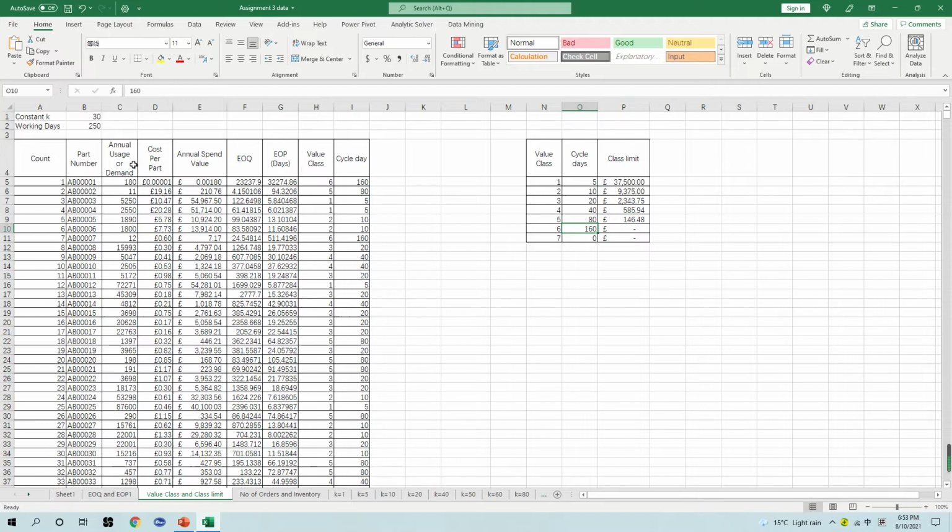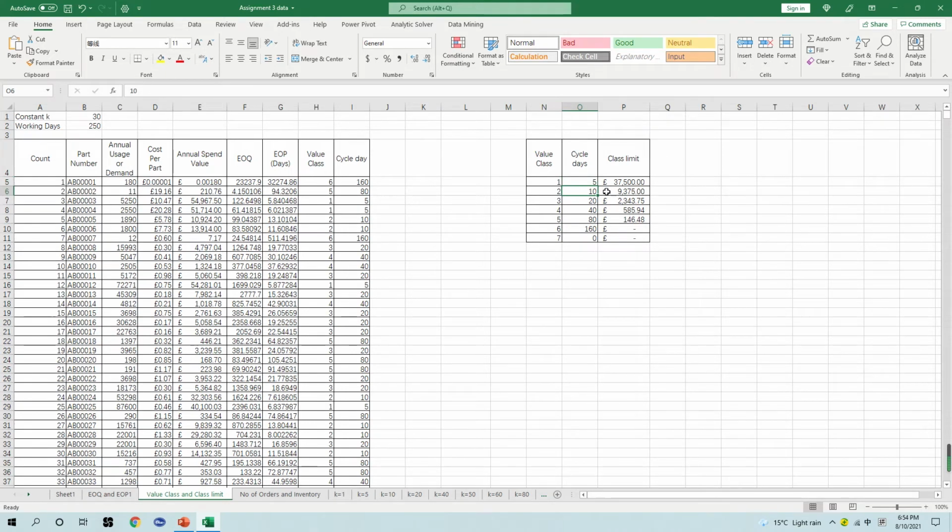The class limit is calculated using the formula that is shown here. Again, you make sure to drag all the way down to make sure every category, every class has been calculated the same way. And the class limit is the most economical point to switch from class 1 with 5 cycle days to class 2 with 10 cycle days.